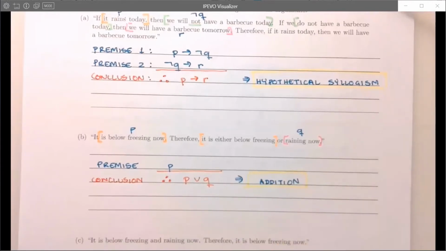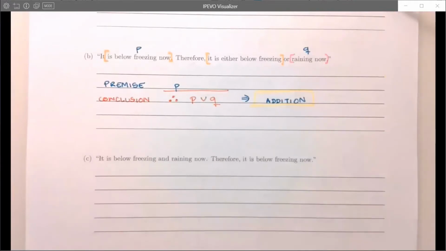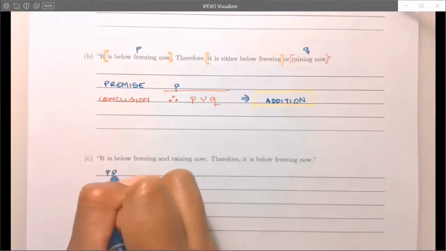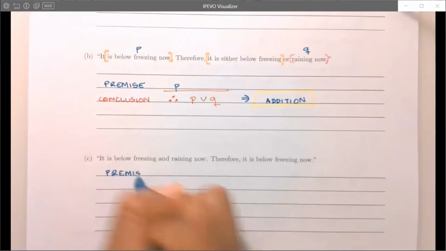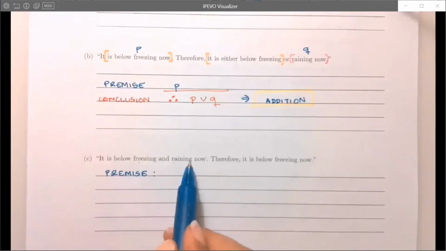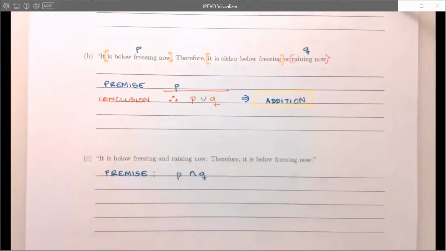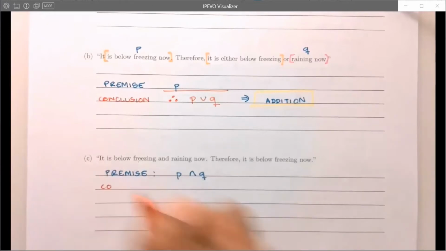Okay, one more part to this example. It is below freezing and raining now, therefore it is below freezing now. We'll use the same P and Q that we did in part B, since they have the same propositions, but now the premise is different. The premise would be P and Q, therefore P.